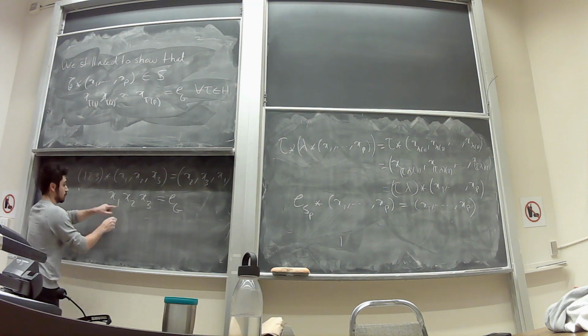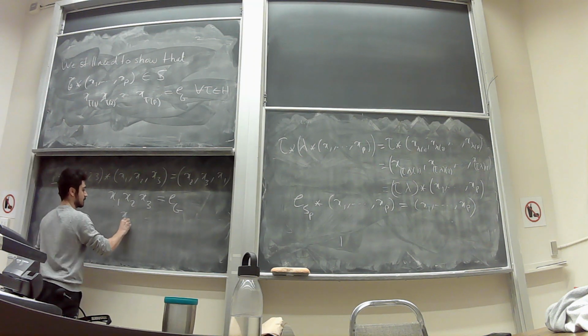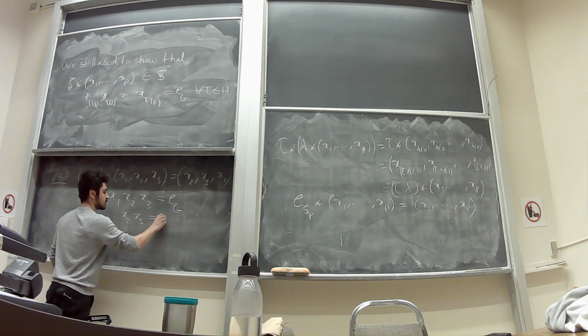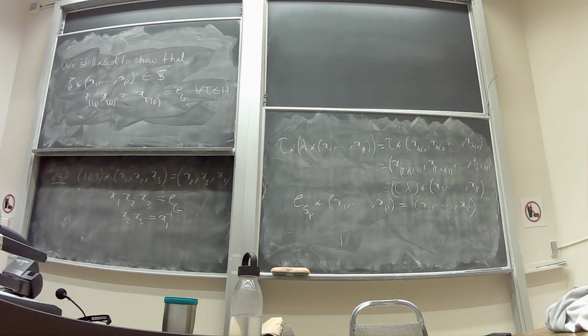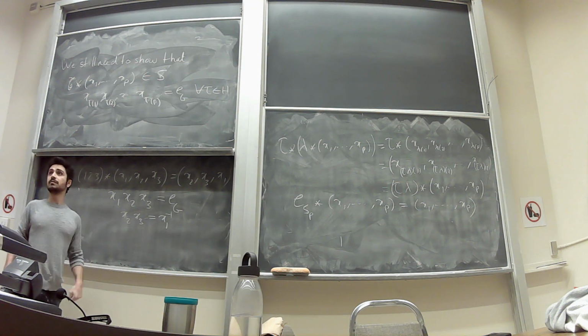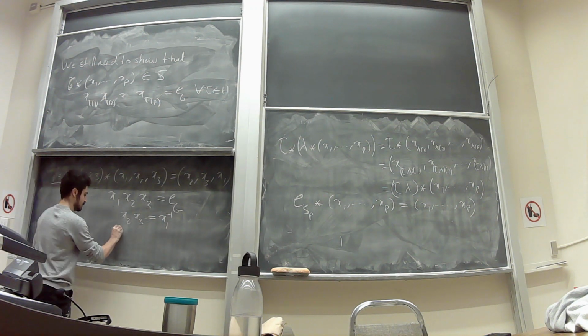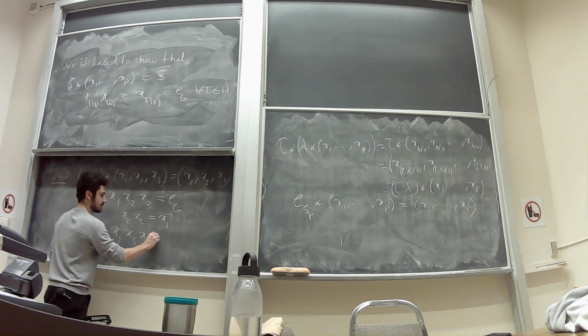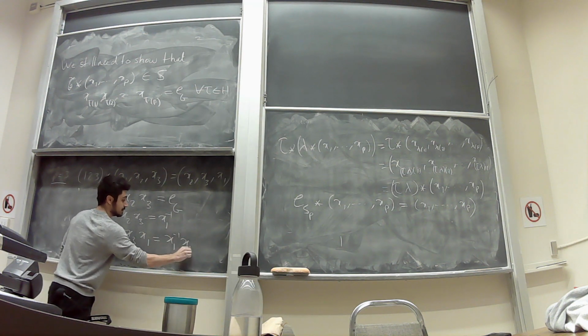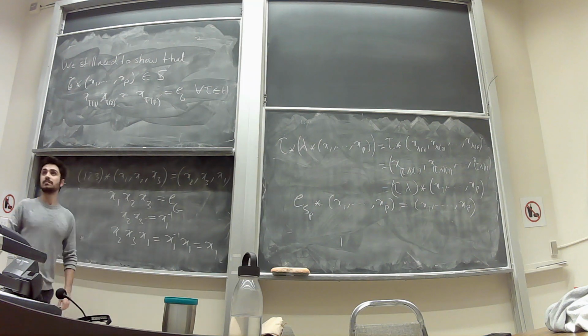Let's have a look. Let me write x2, x3 as x1 inverse. Agree? If x1, x2, x3 is the identity, then x2, x3 is x1 inverse. So far so good. Let me multiply on the right by x1, both sides. What do I get? I get x2, x3, x1 is x1 inverse times x1, which is the identity e_G.